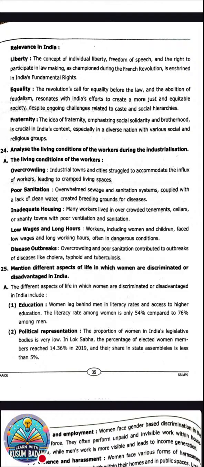Okay, next one, inadequate housing. Now the same point continues. As more people are there, they don't have sufficient housing. Houses are not there. Many workers lived in overcrowded tenements, rooms, cellars, or shanty towns with poor ventilation and sanitation. So people were staying together where there is poor sanitation. No proper sanitation is there, neither do they have a proper place to stay.